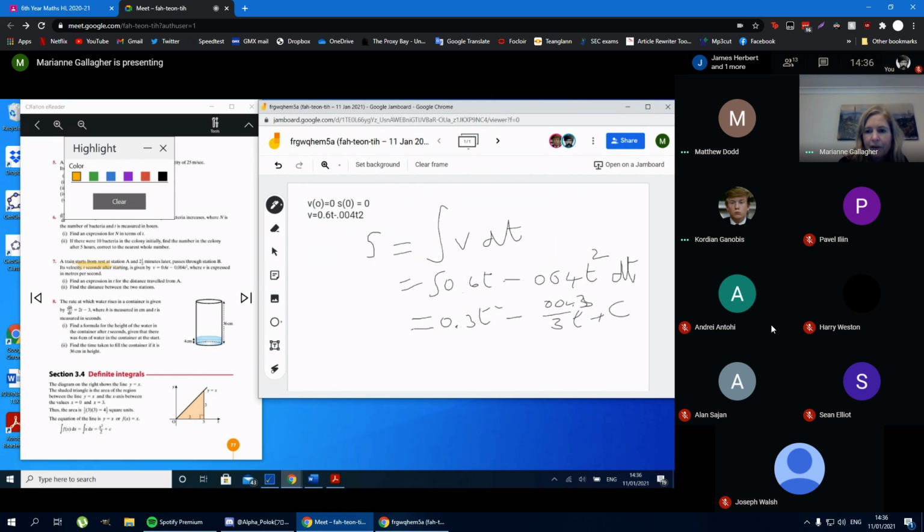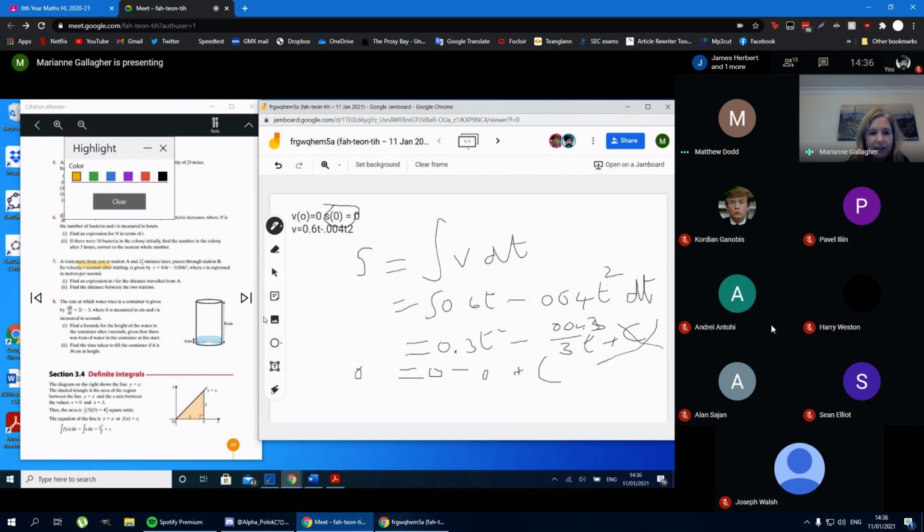Okay. And we know up here that s of 0 is equal to 0. So if I put in 0 here, it is equal to 0 minus 0 plus c. So that means c is equal to 0. Okay. So that's part 1 done. It's 0.3t squared minus whatever that is, t cubed plus c, and c is gone, okay, because we know it's equal to 0.